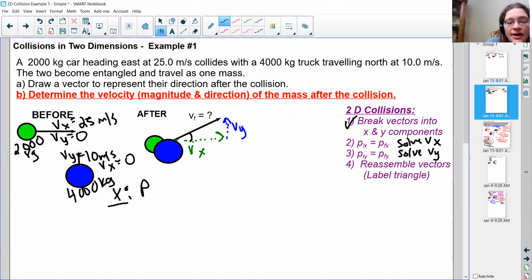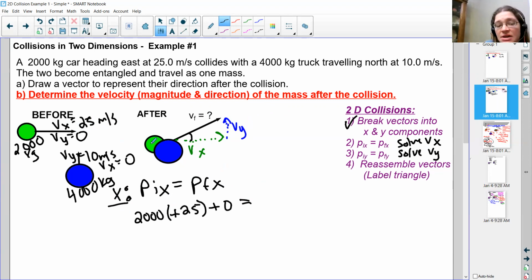I like to label here: x direction. So I say initial momentum in my x direction is going to equal my final momentum in the x direction. So I'm just going to start taking the mass times my velocity. That's moving to the right, to the east, so that's in the positive direction. Plus 0 coming from the other one. And then they are becoming entangled as one mass. So at the end of this collision, we're going to treat this as one 6,000 kilogram mass times Vx, and solve for Vx.